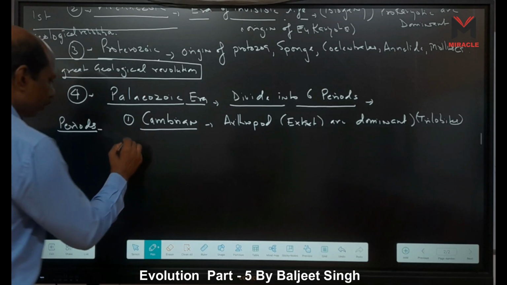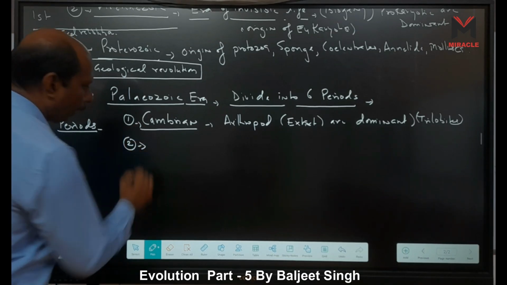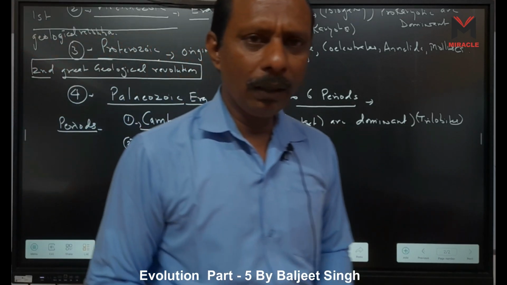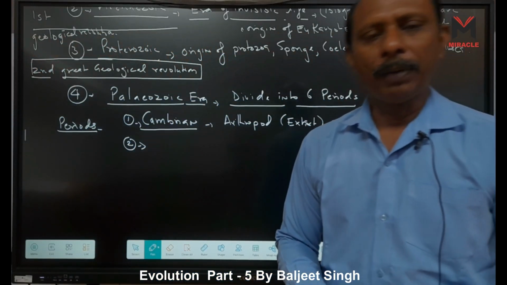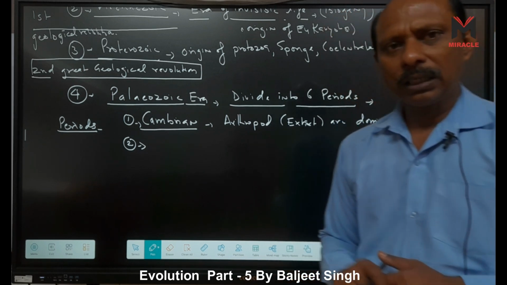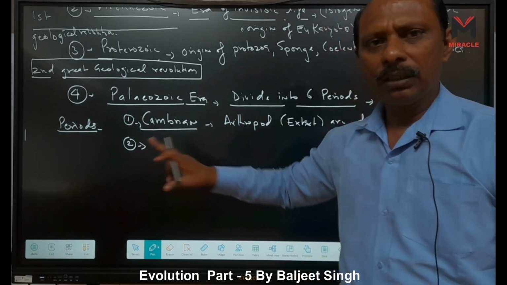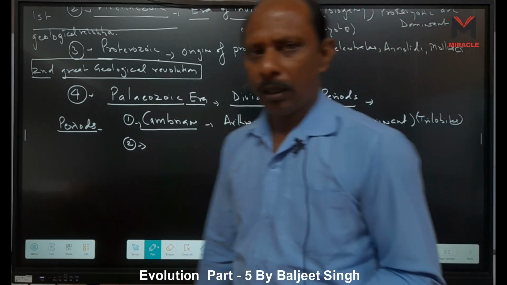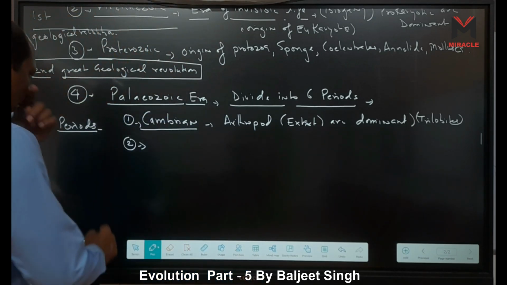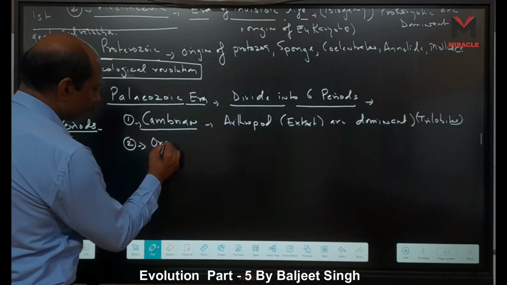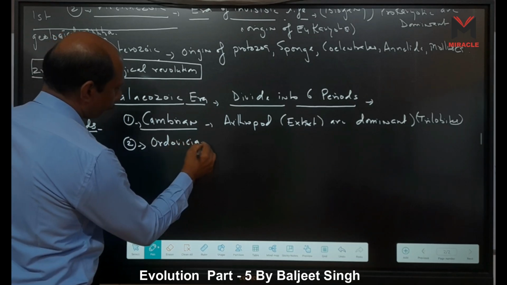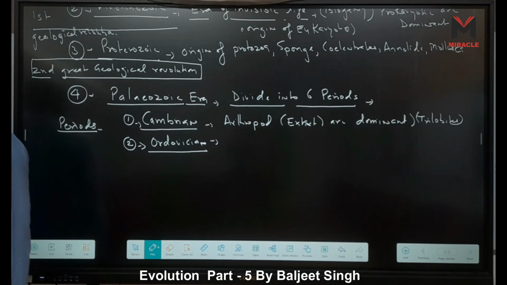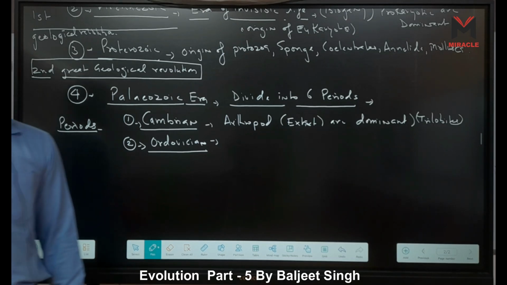After Cambrian, the second one is Cambrian, then Ordovician, Silurian, Devonian, Carboniferous, and Permian. These are the 6. Cambrian, Ordovician, Silurian, Devonian, Carboniferous, and the last one is Permian, right? After Cambrian, what is there? Ordovician. Ordovician is important because here giant mollusks were dominant.